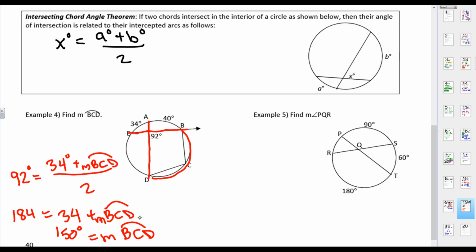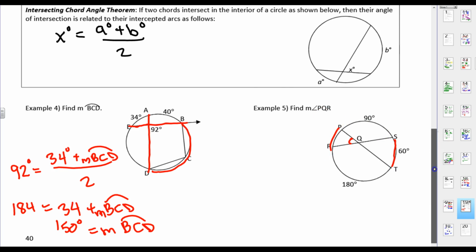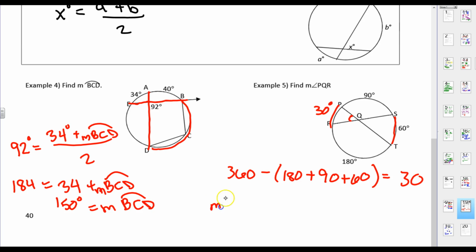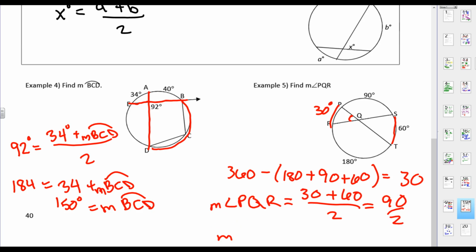So we're using that theorem. Now if I want to find PQR, angle PQR is this angle right here, and it would be equal to the average of this piece and this piece. Well, I could find this. If you look, we've got all of the arcs in the circle except this one piece here, so I can find this by doing 360 degrees minus (180 plus 90 plus 60), and when I work this out, I'm going to get 30 degrees. So the measure of angle PQR is going to be (30 degrees plus 60 degrees) divided by 2, or 90 over 2, so the measure of angle PQR is 45 degrees.